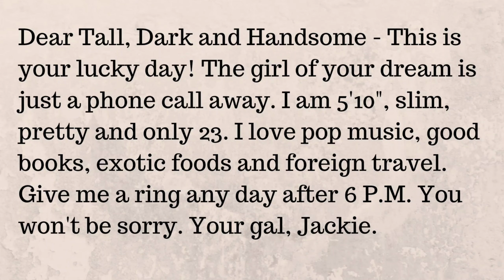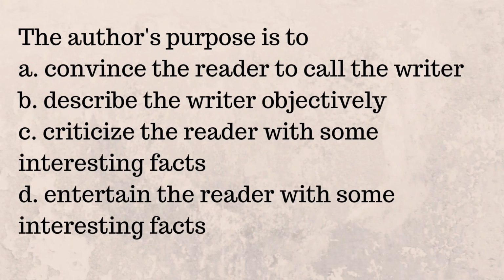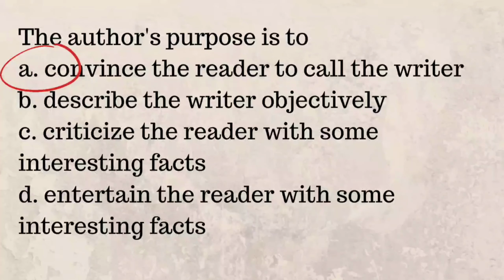Text number 3. The author's purpose is to A. Convince the reader to call the writer, B. Describe the writer objectively, C. Criticize the reader with some interesting facts, D. Entertain the reader with some interesting facts. The answer is A. Convince the reader to call the writer.